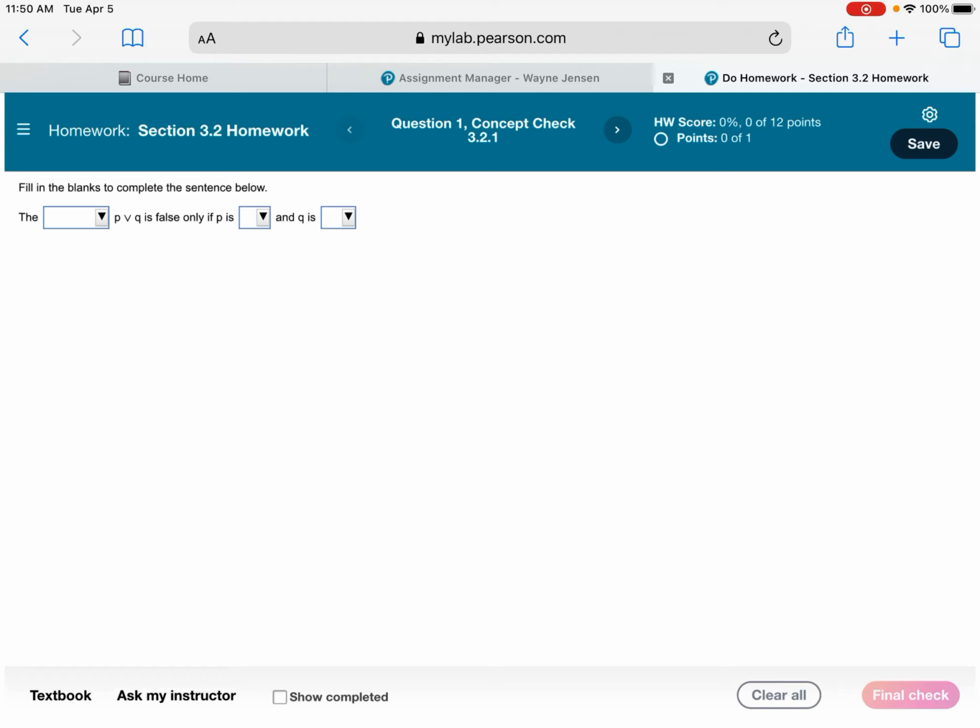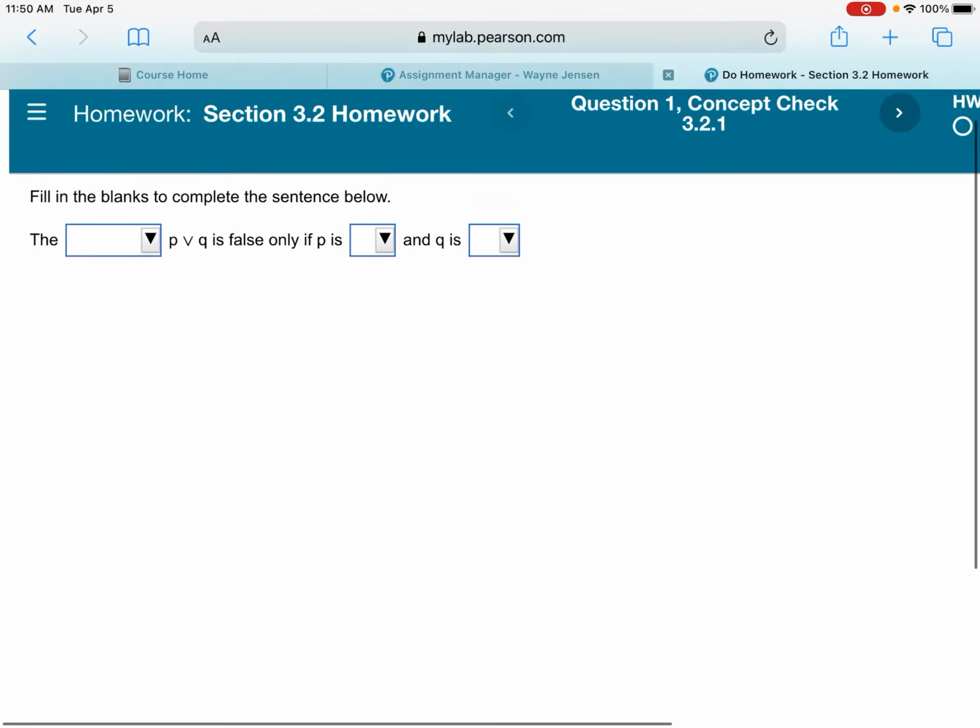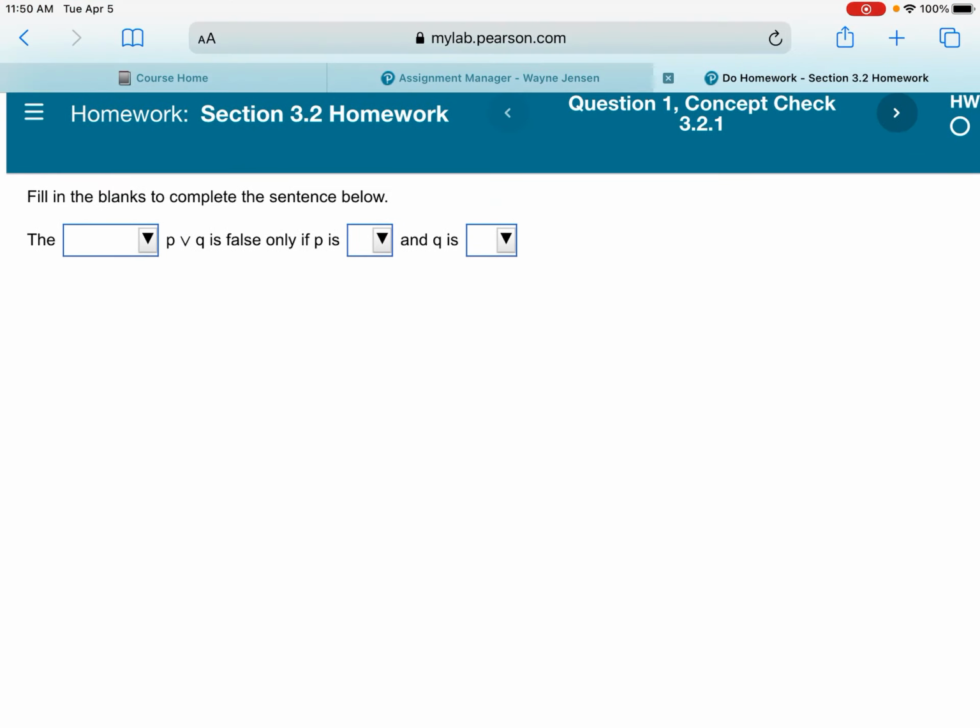And so they'll use the symbols a lot. We want to make sure that you remember these symbols. This little V-looking symbol, the arrow pointing down, that is the OR symbol. And so let's see what our options are. And it says the blank P or Q is false only if. And so it is a conjunction. A conjunction puts two things together.